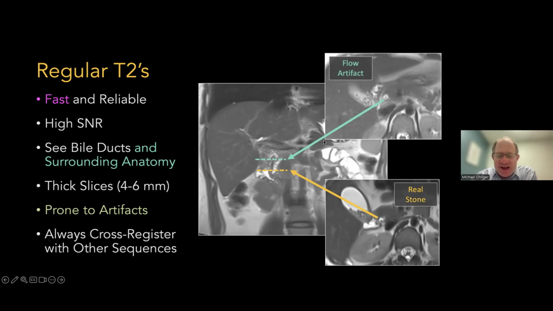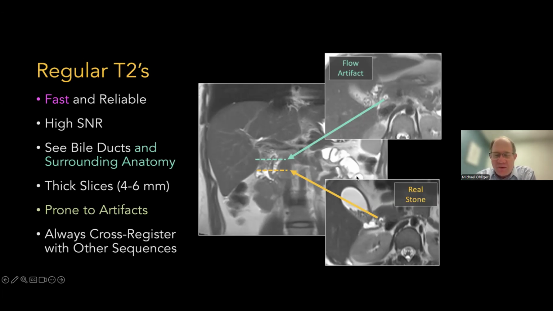Now, the disadvantage of this is it's prone to artifacts. And I'm 100% sure that you've seen one of our reports where we said, well, there's a little thing here. And you see this little black dot that's in the middle of the duct, right? It's not layering dependently. And so I'm thinking this might be a flow artifact. And you say, well, we see a tiny dot. This could be a tiny stone. It could be an artifact. And so this is a limitation of this type of thing.